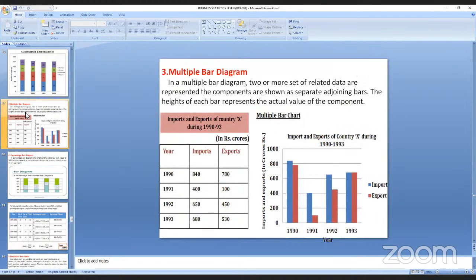Now next is a multiple bar diagram. In 1990 we have two bars: one is the import, one is the export. When we are making the total, totalling is not needed. In 1990, what was the value of imports? It was 840. So you have to draw this.